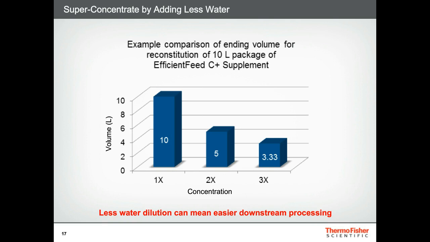If you were to make a 10-liter GlycanTune Plus feed solution, a 1x would need 10 liters of final volume, whereas a 2x and a 3x super concentration would only need 5 liters and 3.3 liters respectively. This leads to maximization of bioreactor usage.